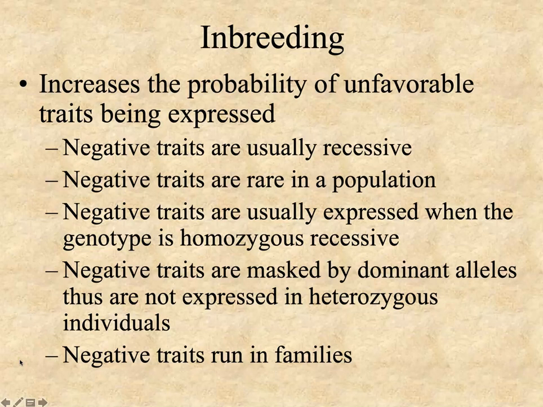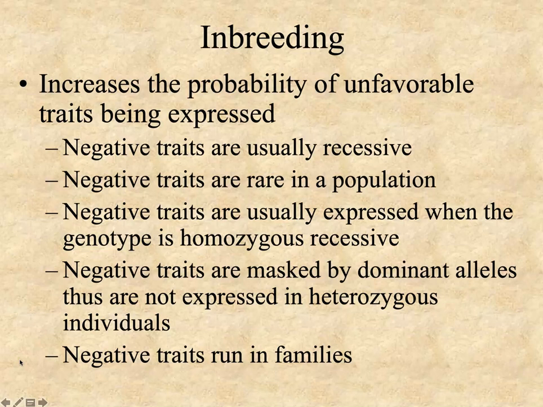Then remember, for negative traits, you need both recessive alleles. Negative traits are usually expressed when the genotype is homozygous recessive. You have to get a recessive allele from one individual and a recessive allele from the other individual, okay?